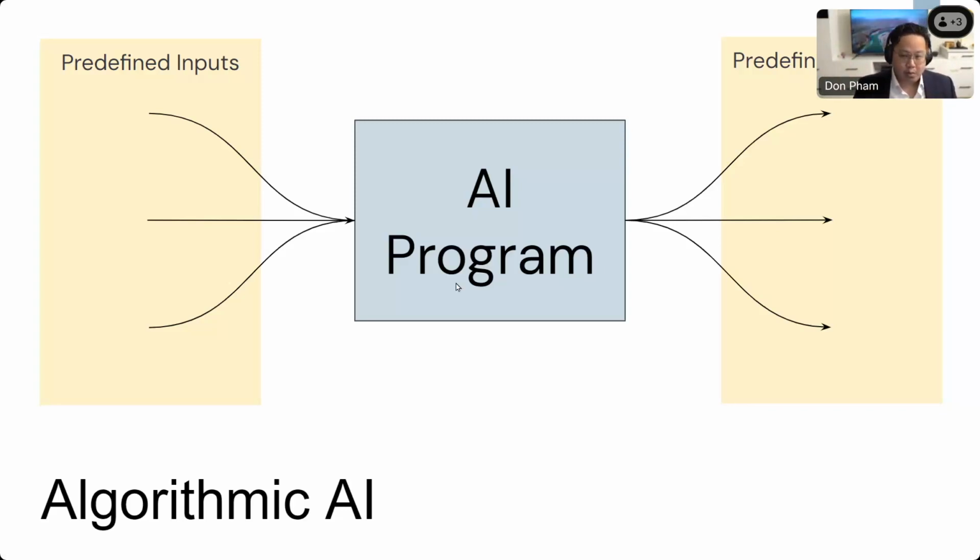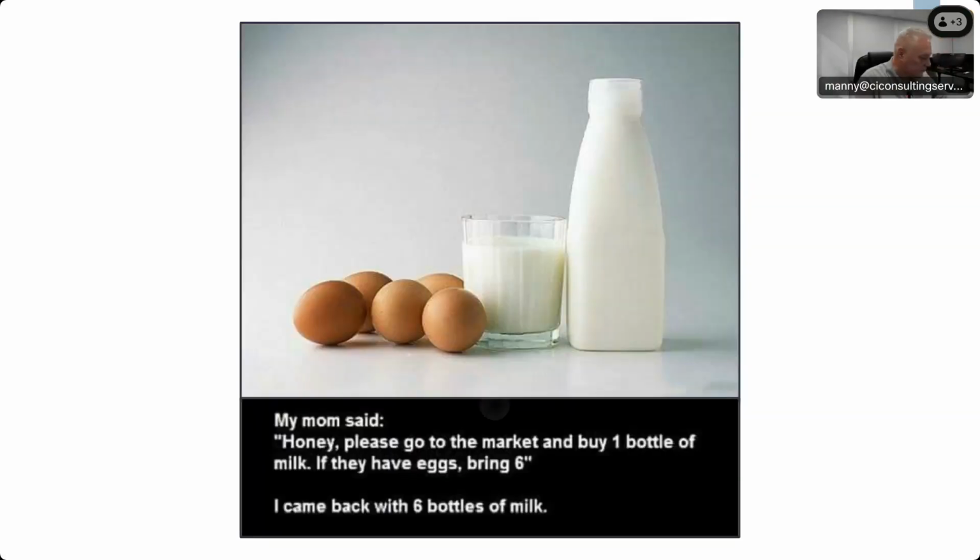Now, one of the challenges with algorithmic AI is the following. This is a bit of a computer science joke. My mom said, "Honey, please go to the market and buy one bottle of milk. If they have eggs, bring six." I came home with six bottles of milk. The message I'm trying to get across is that everything is hard coded, and if you don't account for every single possibility of misinterpretation, you get misinterpretation. This is where computer glitches and bugs come from, or if you've ever played a video game that really bugs out, this is what happens with algorithmic AI. And no matter how sophisticated it becomes, you still run into these issues.